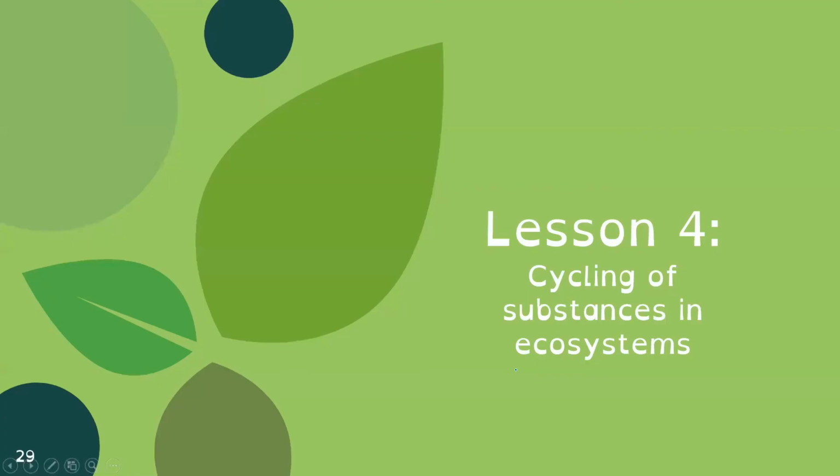Okay. And that is lesson 3. Now that was unit 1. So now we're moving on. We've talked about those 3 spheres that are pretty essential to all life. And now we're moving on to lesson 4, which is the beginning of chapter 2. And we're now going to be talking about ecosystems. So lesson 4 was cycling of substances in ecosystems.